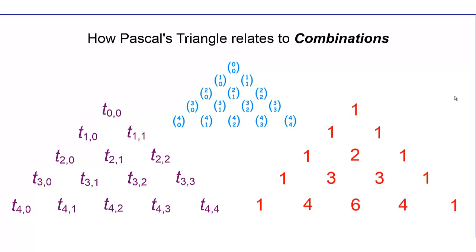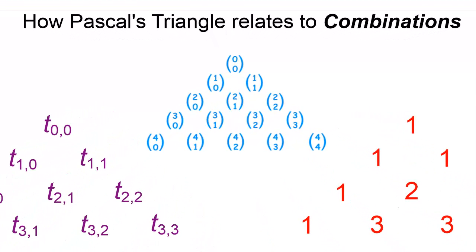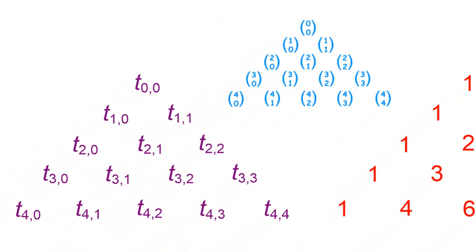In between these two triangles, I've now included a third triangle. Notice how this triangle has the same number of rows and the same number of terms as the other two triangles. In fact, each one is a different combination. The first one at the top being 0 choose 0, and then the next row down is 1 choose 0, and 1 choose 1, and then 2 choose 0, 2 choose 1, and 2 choose 2, and so on and so forth.